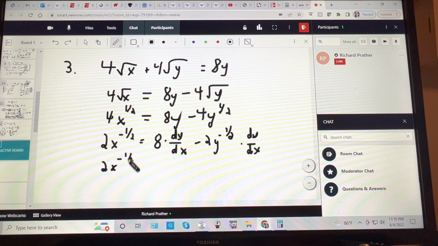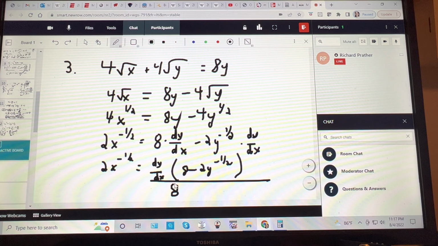We could put this x to the negative 1/2 in the denominator and make it x to the 1/2 or even square root of x, but I'm not going to do that because in a second we're going to be dividing by stuff, and then we'll have fractions inside of fractions, which they usually frown upon. So dy over dx, pull that out. Every term over here has it. So there's an 8 and there's a minus 2y to the negative 1/2. Negative exponents are usually not very bothersome in calculus, so they don't mind them as much as they do in algebra. So it's usually okay to leave negative exponents in answers.